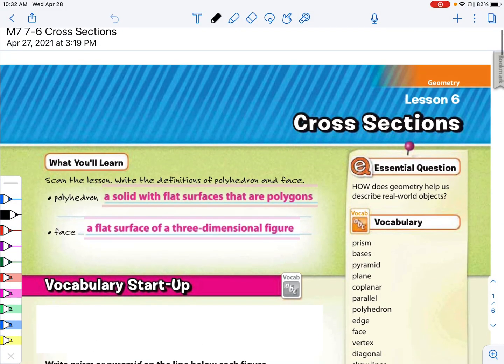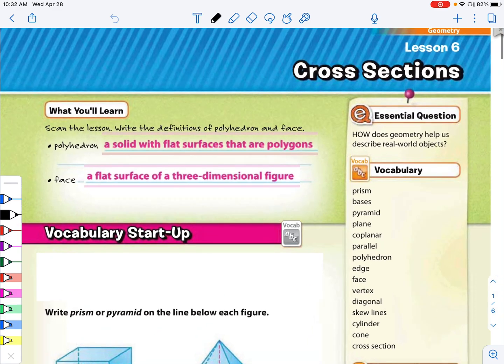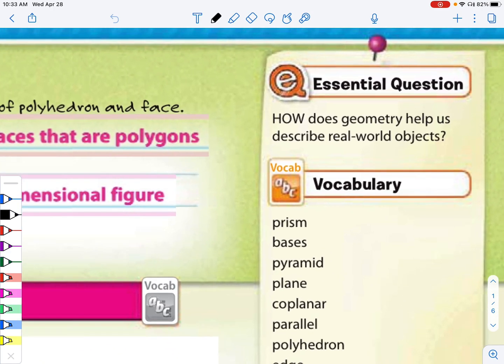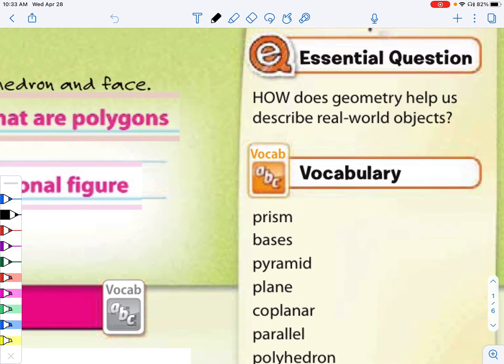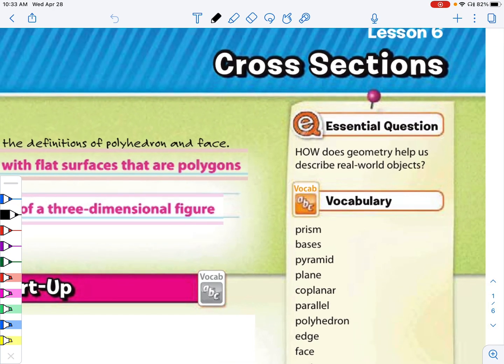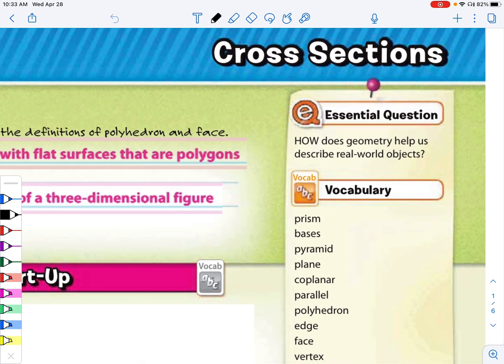This is lesson 6 of chapter 7, and the title of this lesson is Cross Sections. And we go back to the essential question: how does geometry help us describe real world objects? All throughout this lesson, we've been talking about angles, triangles, classifying them, and seeing how they are related to everything that we see all around us. So in this lesson, we're going to talk about more of that. But this time we're going to talk about what we call cross sections.